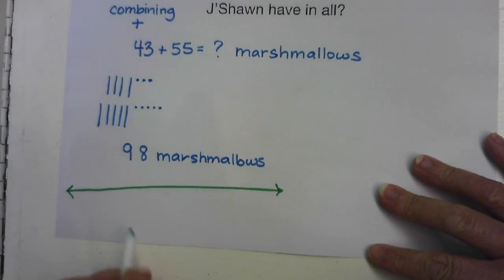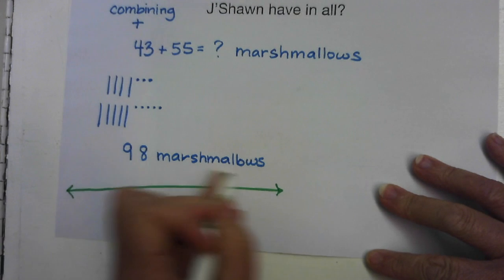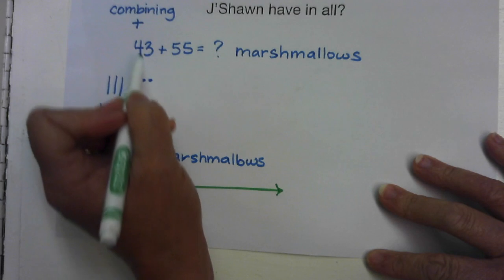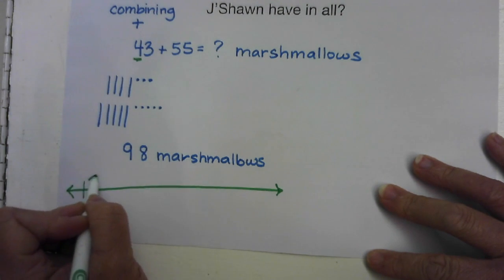Okay, and when we add, we're going to start on the left because we're moving up to a greater number. 55, and we're going to add 4 tens.